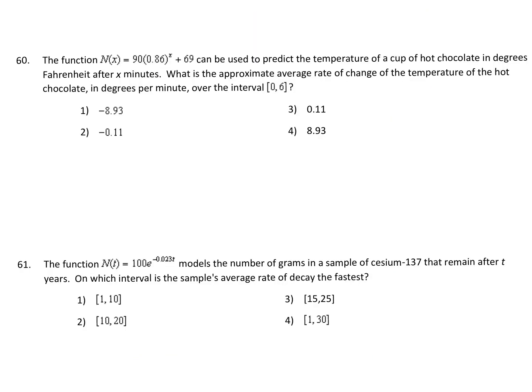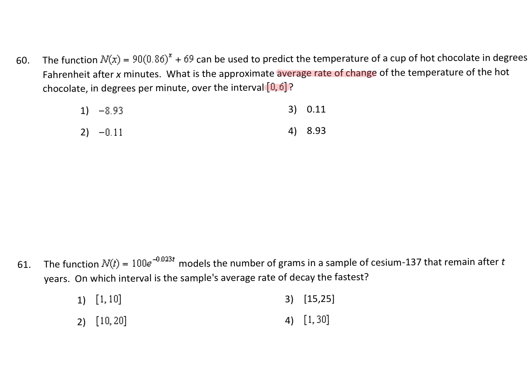All right, and the last one we're going to take a look at today is number 60 on page 33. All right, so this one looks like a little word problem. So it says that the function n of x can be used to predict the temperature of a cup of hot chocolate in degrees Fahrenheit after x minutes. What is the approximate average rate of change of the temperature of the hot chocolate in degrees per minute over the interval from 0 to 6? All right, so they want us to find the average rate of change over this interval.